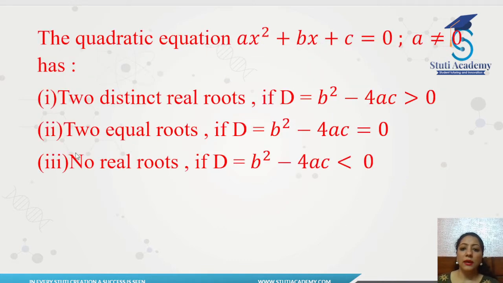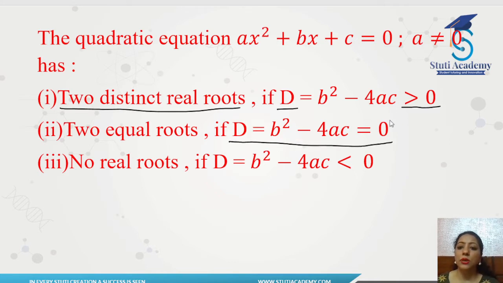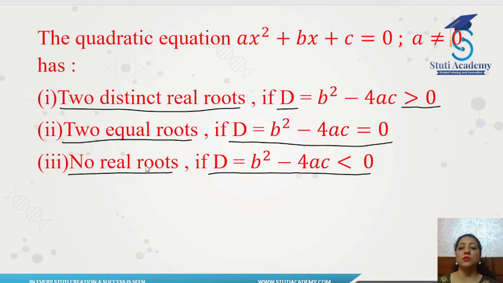Now, if this value D, the discriminant, comes out to be strictly greater than 0, then we will say that there are two distinct real roots. There are two real roots, and they're different. If D, which is b square minus 4ac, is equal to 0, we'll say that there are two equal roots. And if D is less than 0, a negative number, then there are no real roots. So there are no real values of x which are going to satisfy this equation.